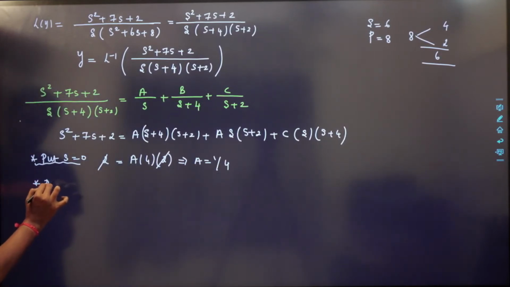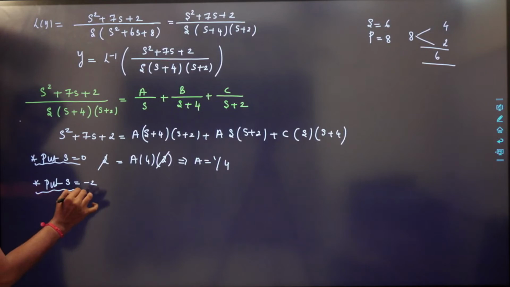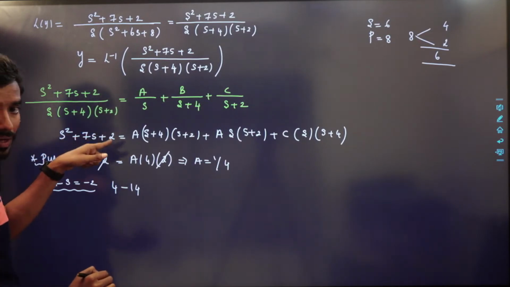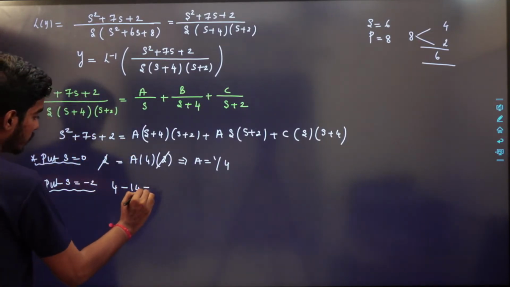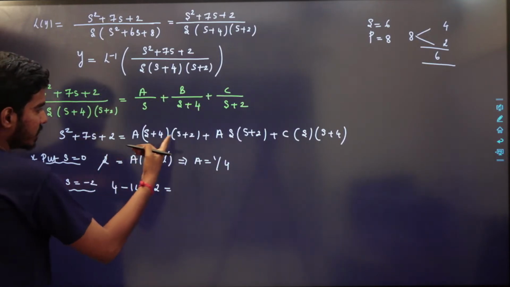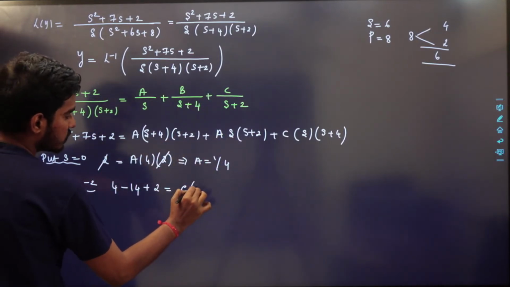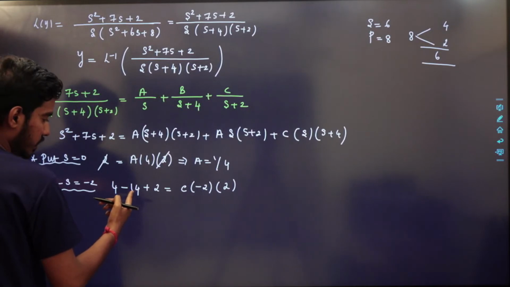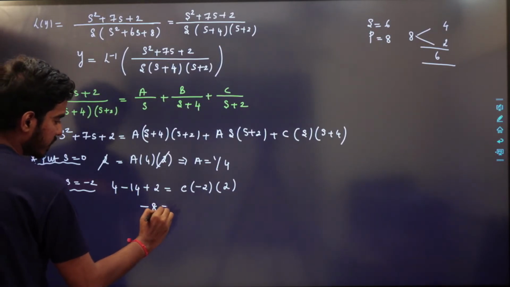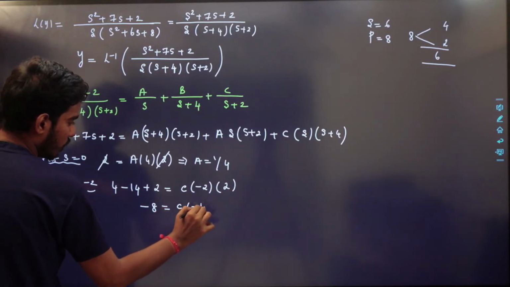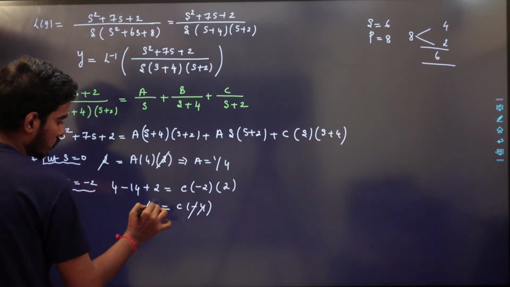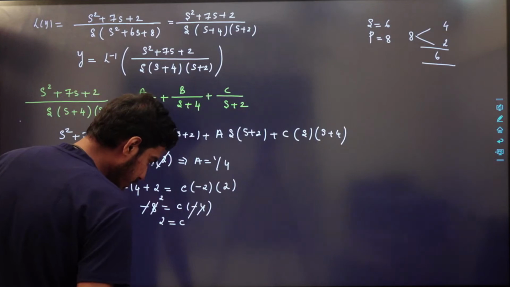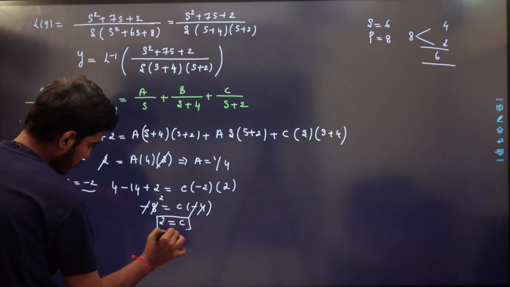Now you put s is equal to minus 2. So if s is minus 2, this will be 4, minus 2 square is 4. This will be minus 14, 7 into minus 2, right? Minus 14 plus 2. Now s is minus 2, A will be 0, B will be 0. So we have C into minus 2 into (minus 2 plus 4), which is plus 2. So 4 minus 14 is minus 10, minus 10 plus 2 is minus 8, which is equal to C into minus 4. So we have 2 is equal to C. The value of C is 2.